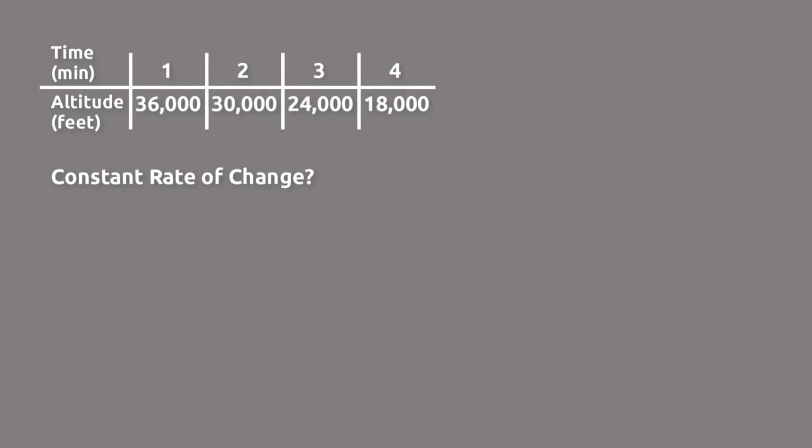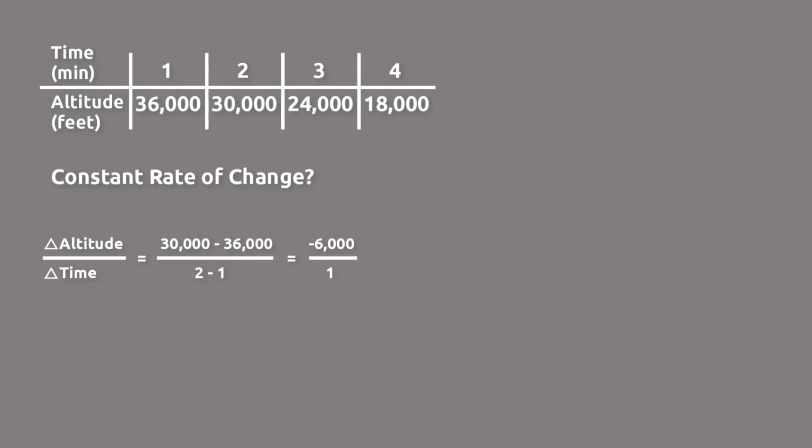We'll use 1 and 2 to start off. So we want the change in altitude, so delta altitude over the change in time. Delta just represents change. So we'll start with those first two. So 30,000 minus 36,000 over 2 minus 1. That equals negative 6,000 over 1.